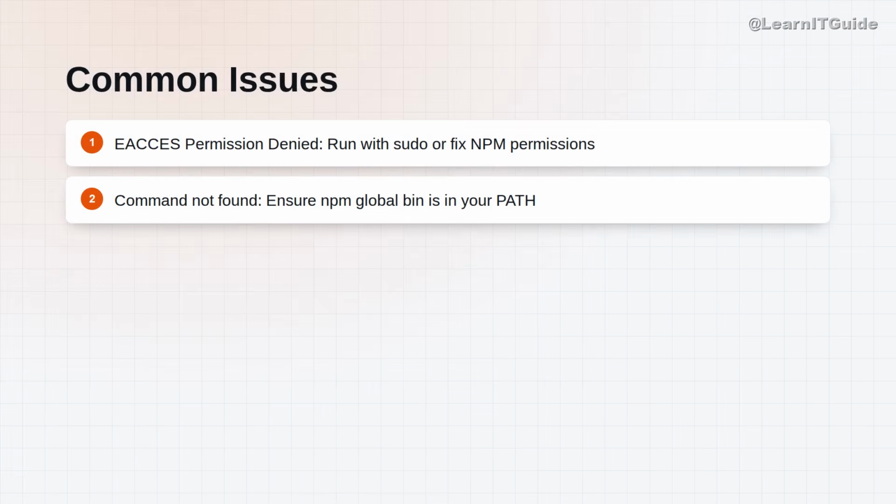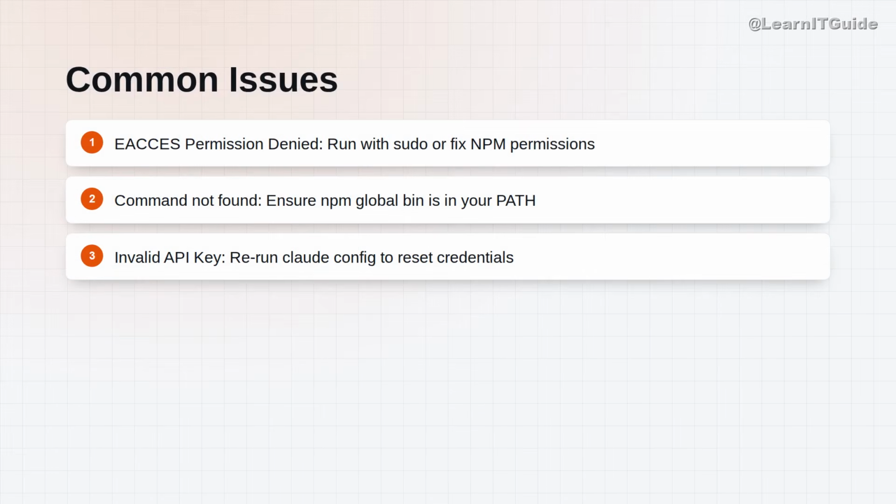If you hit a permission error, it is because npm is trying to write to a system directory your user does not own. Use sudo or change your npm prefix. If the terminal says command not found, your global bin folder is not in your system PATH variable. You will need to add that path to your shell profile. Finally, if your API key is invalid, rerun the configuration command to clear the cache and re-authenticate. Take a moment to review each point shown on screen.